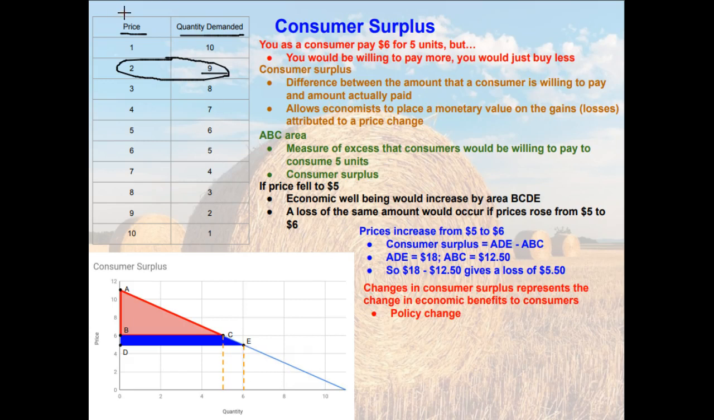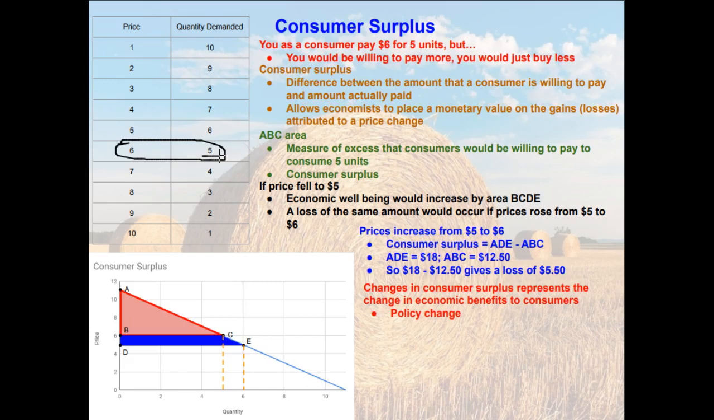So then we have this demand table, this table that shows the relationship between price and quantity. And we have our demand curve, and we actually graph our demand curve down here. Well, consumer surplus takes that one step further. So let's say that you're a consumer and you pay $6 for 5 units. At a price of $6, you would be willing to buy and consume 5 units.